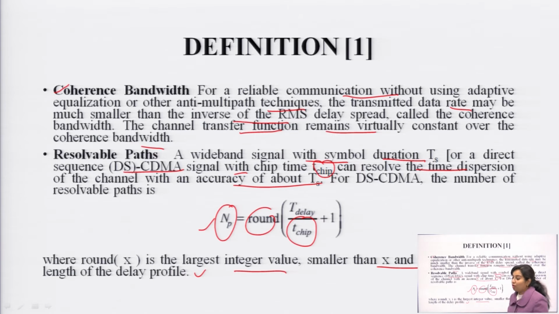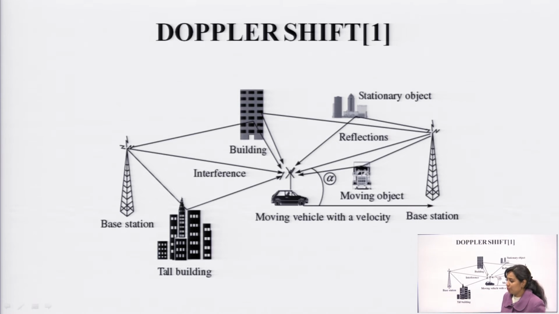Now, round means you have to round off the value to the nearest integer. If the part after the decimal is greater than 5, then you have to round it up. If it is less than 5, then you keep the value the same. So, that is known as the resolvable path. Now, a wideband signal with symbol duration T s, or DS-CDMA, its chip time can resolve the time dispersion of the channel with an accuracy of T s. So, T s is the accuracy time of a particular signal.